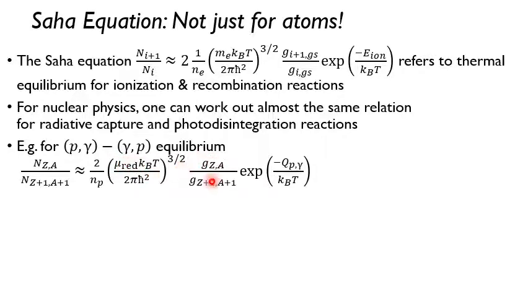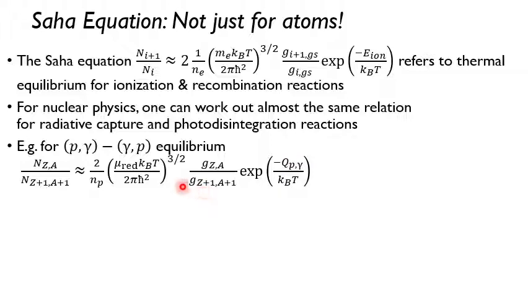The degeneracy factors here deal with the nuclear spin, so it's going to be 2J plus 1 as opposed to the 4n squared that you use here. And then the energy isn't the ionization energy, it's going to be the energy required for the (p,γ) reaction to happen, or you can think of it as the energy required to eject the proton instead of ejecting an electron. And the equations are pretty much one-to-one, right? Which is sort of cool.